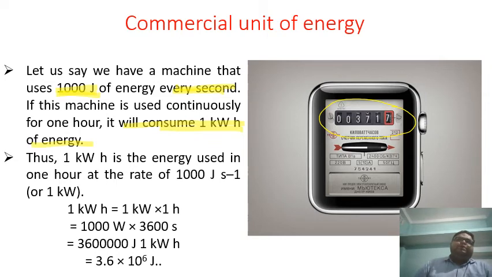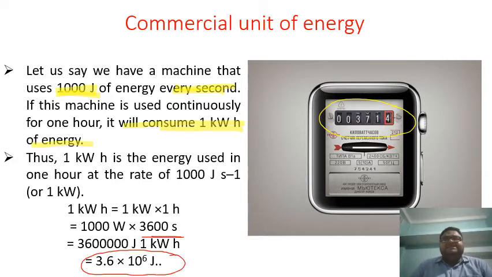So to define 1 kilowatt hour of energy, we can write it as: 1 kilowatt hour is equal to 1 kilowatt into 1 hour. This equals 1000 watt into 3600 seconds, which is equal to 3.6 into 10 to the power 6 joules. So when we use 3.6 into 10 to the power 6 joules of energy, we say that we have used 1 kilowatt hour of energy.